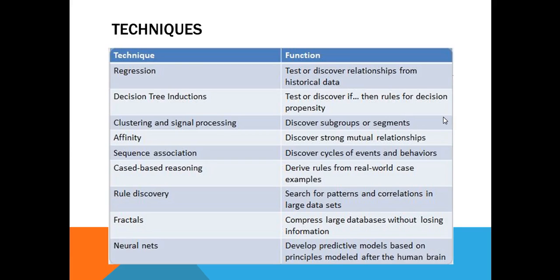The technique chosen for each specific task depends on factors such as the nature of the data and the size of the data set. You can use regression to test or discover relationships from historical data. You can use decision tree induction to test or discover if-then rules for decision propensity. You can cluster, and you can do affinity or sequence association and other techniques. It depends on your needs.